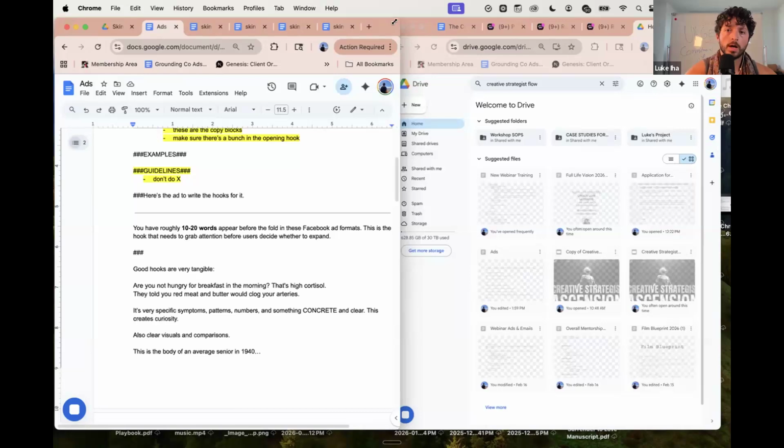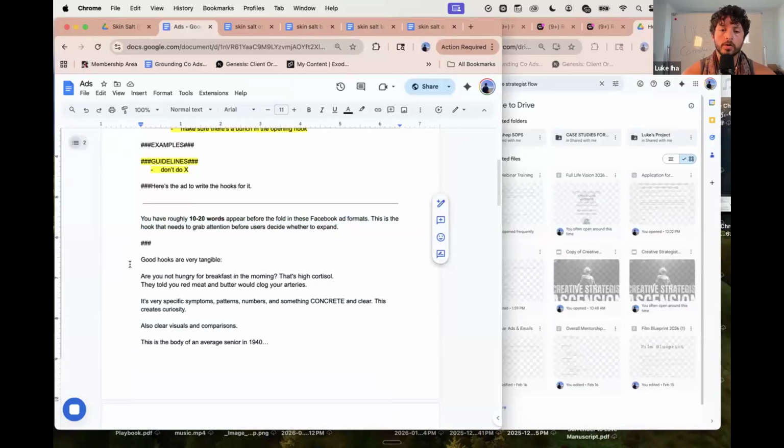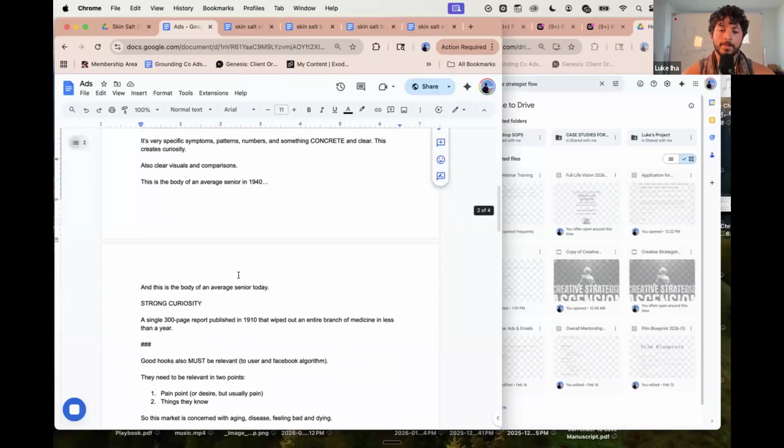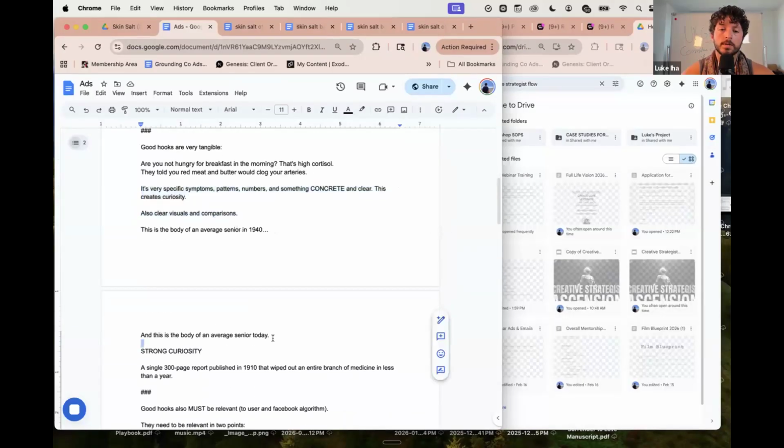Okay. So this is the one where you have roughly 10 to 20 words that appear before the fold in the Facebook ad format. This is the hook, and this is the hook that needs to grab attention before users decide whether to expand. So, for example, good hooks are very tangible. That's one thing, and I gave two examples. You can see how messy my prompt is. It doesn't matter. It's very specific: symptoms, patterns, numbers, and something concrete and clear. This creates curiosity. Also, clear visuals and comparisons.